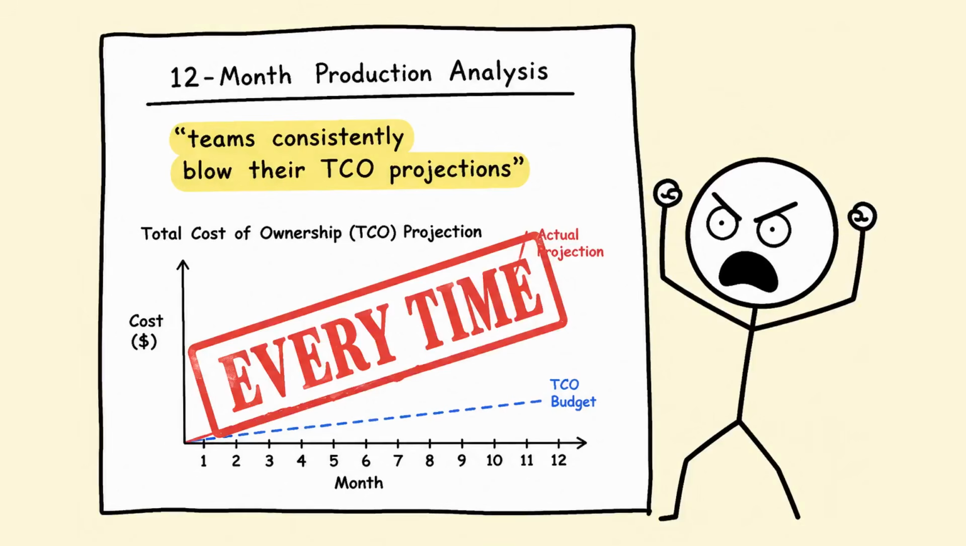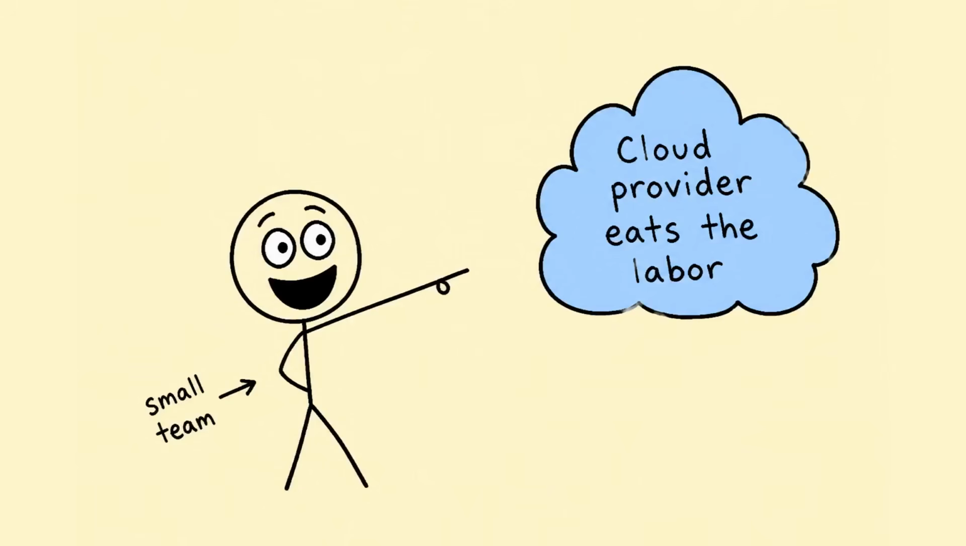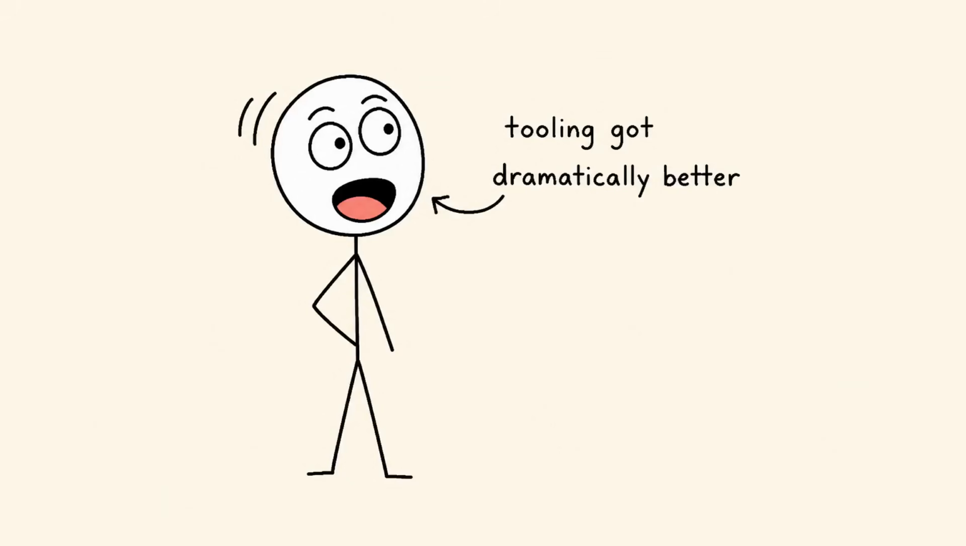They counted the GPU and the electricity. They just forgot the person babysitting the GPU. For a small team, that omission alone can make the cloud cheaper at, honestly, any realistic volume, because the cloud provider's the one eating that labor. Now, the tooling's gotten dramatically better here, to be fair.